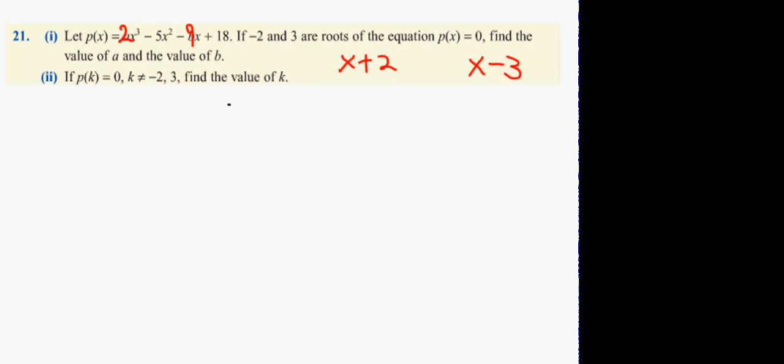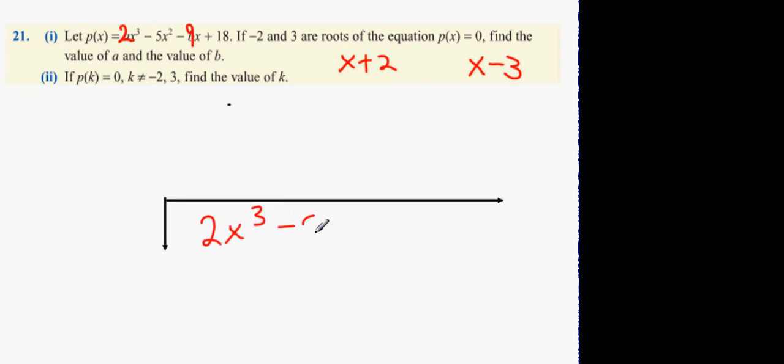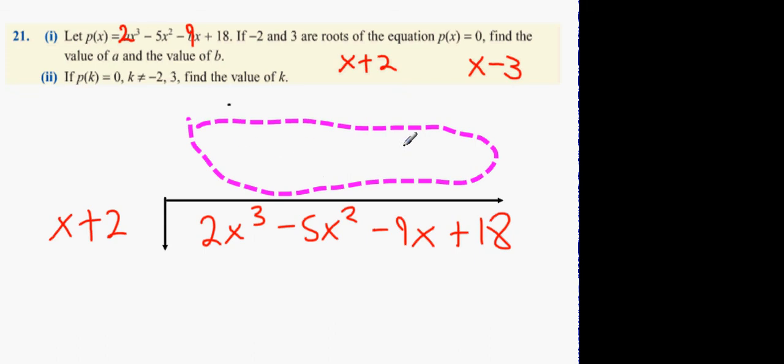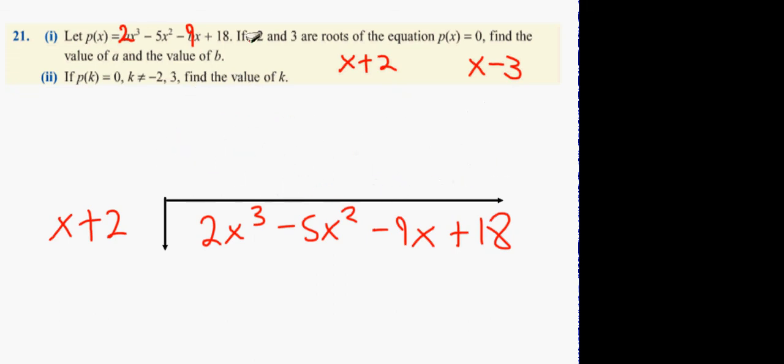The first method is to divide x plus 2 into it. When you divide x plus 2 into it, you'll get a quadratic equation up here. When you factorize the quadratic, you'll find out the two answers. Another way of doing it would be to divide x minus 3 into it. Once again, it's the same thing. If you divide x minus 3 into it, you're going to get a quadratic. You factorize, you get the right answer.